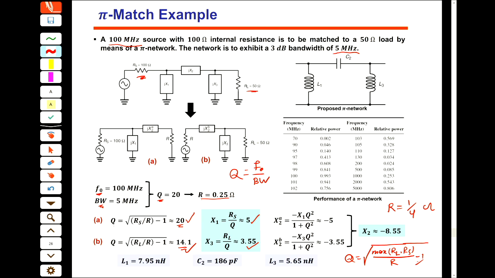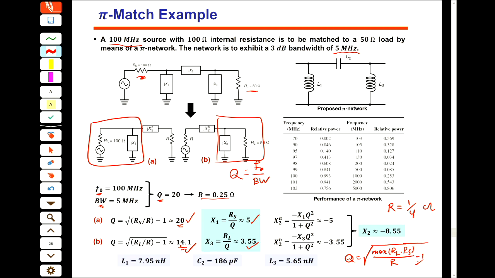So the Q for the upper one is the square root of RS over R minus 1. And the Q for the lower one is the square root of RL over R minus 1. So the Q of this circuit and this circuit is different. The Q of this circuit is coming from the Q factor of these two elements in parallel, and the Q of this circuit is coming from these two elements. Isn't the frequency and bandwidth the same? The center frequency is the same, bandwidth is not the same. But definitely the bandwidth is more than 5 megahertz. The bandwidth of one of them is 5 megahertz, the bandwidth of the other one is more than 5 megahertz.